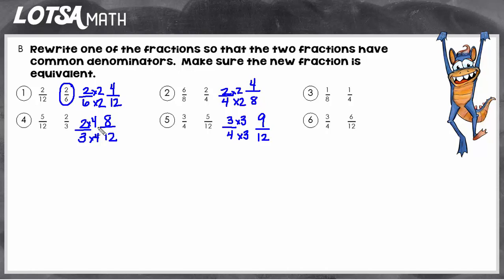Making fractions have common denominators is a really important skill because to add fractions or subtract fractions, you have to have common denominators. All right, you try some on your own, and if you need help, you can come back and rewatch the video. Good luck.